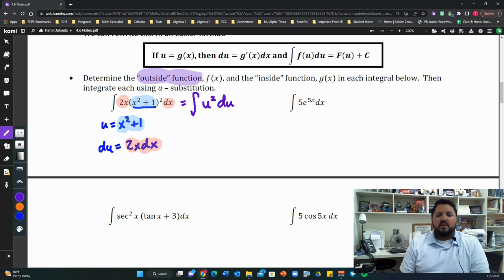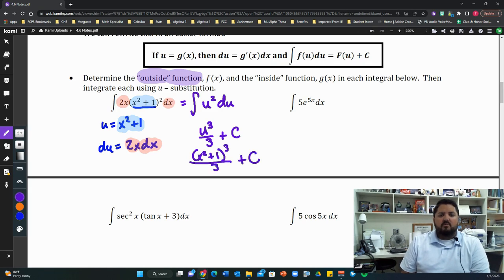But now this guy is so easy because now I just use my basic integration rules just with the u variable. So the integral of u to the second power would be u cubed over 3 plus c. But now at the very end, we rewrite it again. So we rewrote it to make the calculus easier. Once we're done with the calculus, then we put the hard stuff back in there. So this ends up being x squared plus 1 quantity cubed over 3 plus c. That is the integral of, or the antiderivative of, 2x times x squared plus 1 squared.